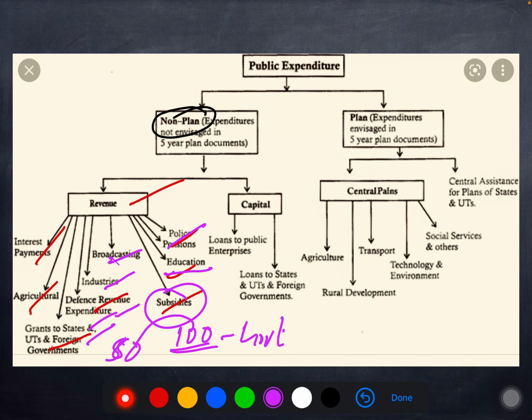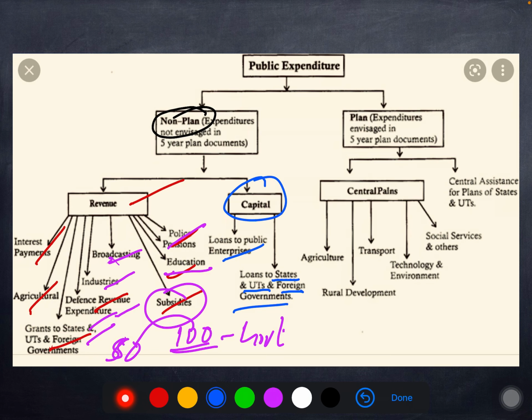On the other side, we have capital. Capital non-plan expenditure is for loans to public enterprises, loans to the states, loans to the union territories and foreign governments. For all these we are going to give loans. At the same time, non-plan capital expenditure covers various general, social and economic services provided by the government.